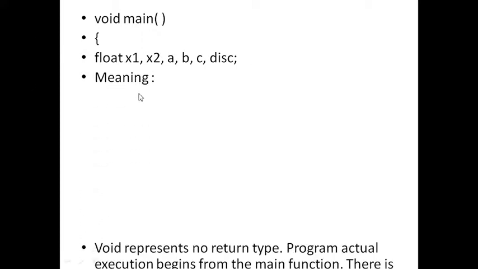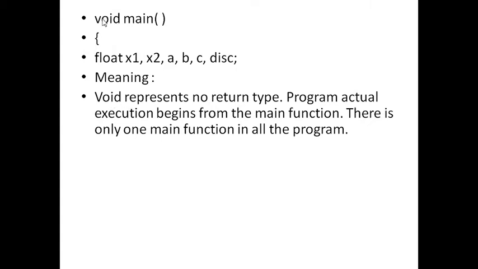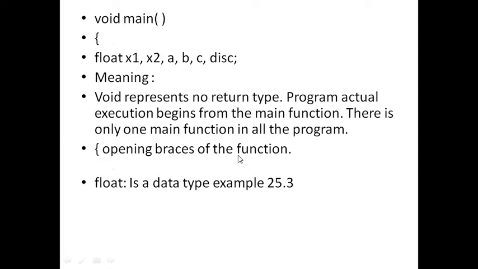The void represents that there is no return type. The program's actual execution begins from the main function. So it begins here. There is only one main function in a program. So the main function, then open braces. This open brace is the start of the function.